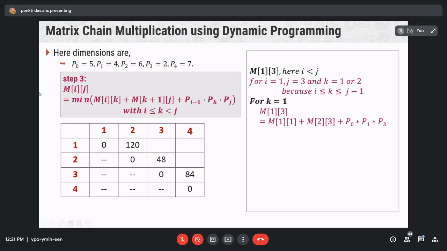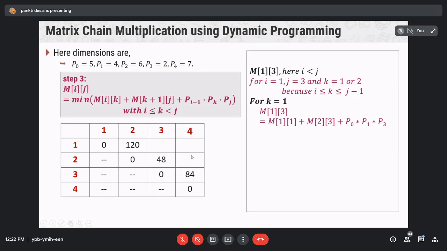So for k is equal to 1, M13 equals, putting the values of i, k and j in this equation, M of i is 1, so M1, k is equal to 1, plus M(k+1), so that is 1 plus 1, 2, and the value of j is 3. So M23 plus P(i-1), the value of i is 1, so 1 minus 1, 0, into P1 into the value of j is 3, so P3. Now what is the value of M11?